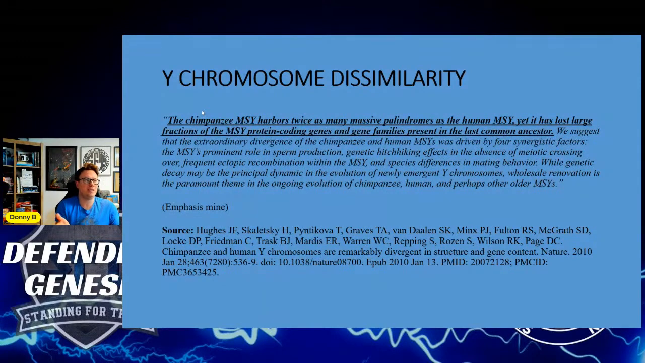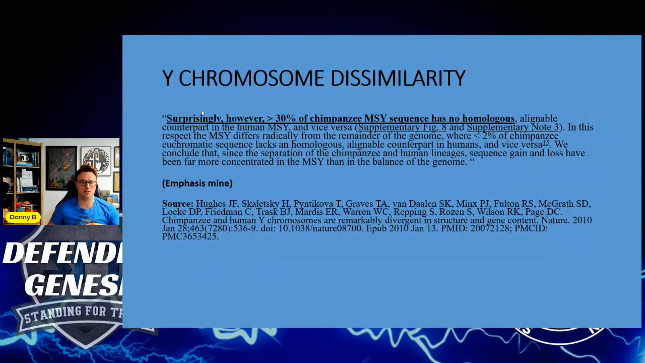Maybe humans and chimpanzees don't go back to a common ancestor, and this is based on so many lines of evidence that it's going to take me 50 hours to get through. Yet it has lost large fractions of the MSY protein coding genes and gene families present in the last common ancestor. Surprisingly, however, more than 30% of chimpanzee MSY sequence has no homologous, alignable counterpart in the human MSY.